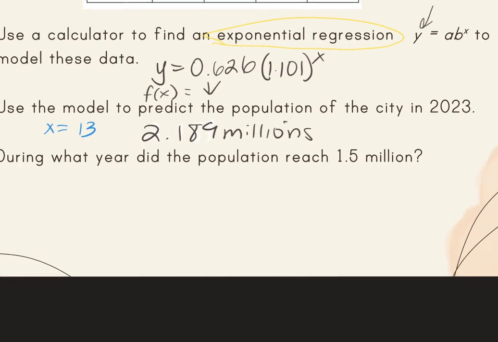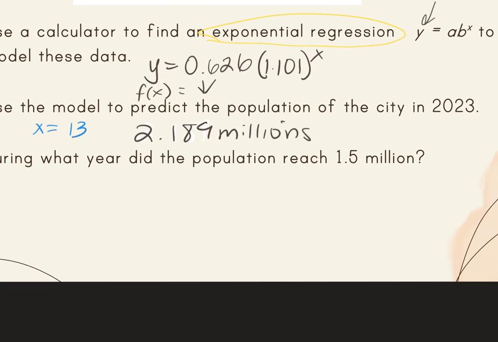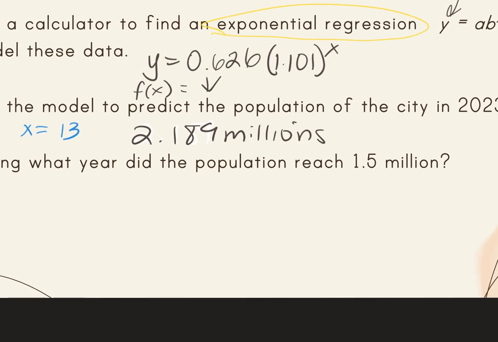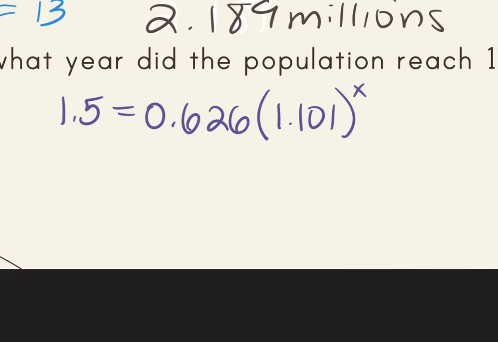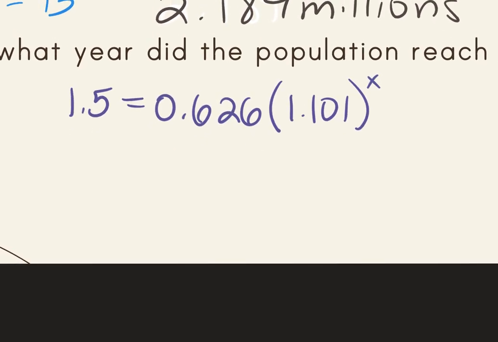Okay. And then C says, during what year did the population reach 1.5 million? So yesterday we talked about it quickly, but we said there's two ways to do this. One is do 1.5 equals 0.626 times 1.101 to the x. So without using my graphing utility for the graphing component, I can take this equation and solve it for x. You're going to have to learn how to do this, so let's refresh it.